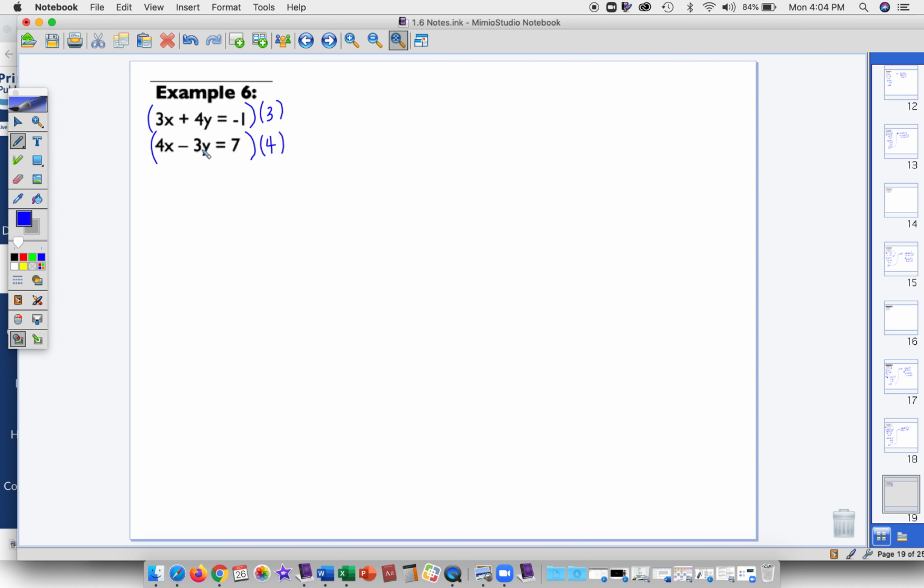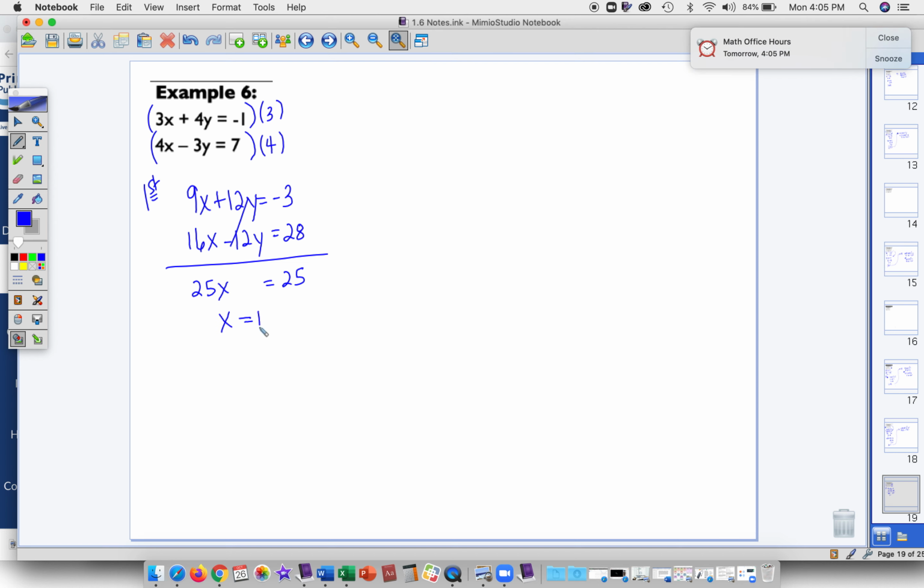That'll give me a positive 12y and a negative 12y. So I'm going to write the new equations right down here. The first equation becomes 9x plus 12y equals -3. And the second equation becomes 16x minus 12y is equal to 28. When I add these up, I get 25x. The y's cancel out, and I get 25. So x is equal to 1.